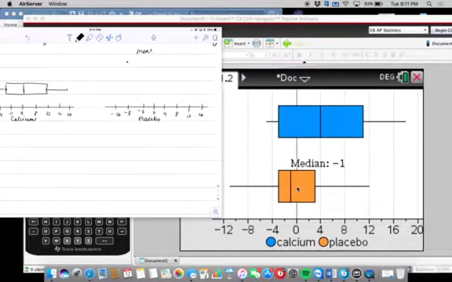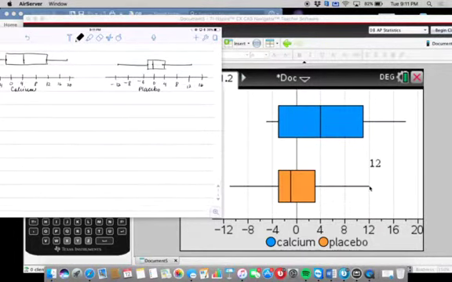Okay, and then for the placebo, -11 is our minimum. Quartile 1 is at -3. The median is at -1. Okay, quartile 3 is at 3. And then our maximum appears to be at 12. Okay, again, you draw your box. Okay, there we go.